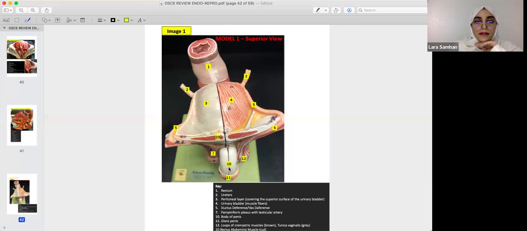Number 10, as we said, is the penis. And number 11 is the glans penis. The glans penis is at the end of the penis. Number 12 is basically the cremaster muscles. And of course, all these structures are only available in the male and they are not available in the female.